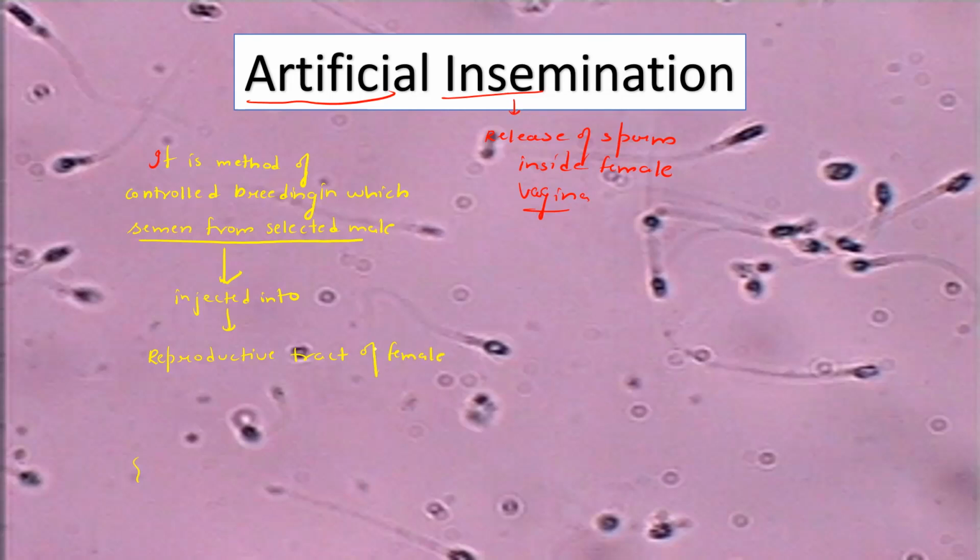Okay. So what are the benefits of this method? We can store this semen using cryopreservation. We can transfer this semen. And third, it helps to overcome several problems of normal mating. The problems which we face during normal mating, we can simply overcome.